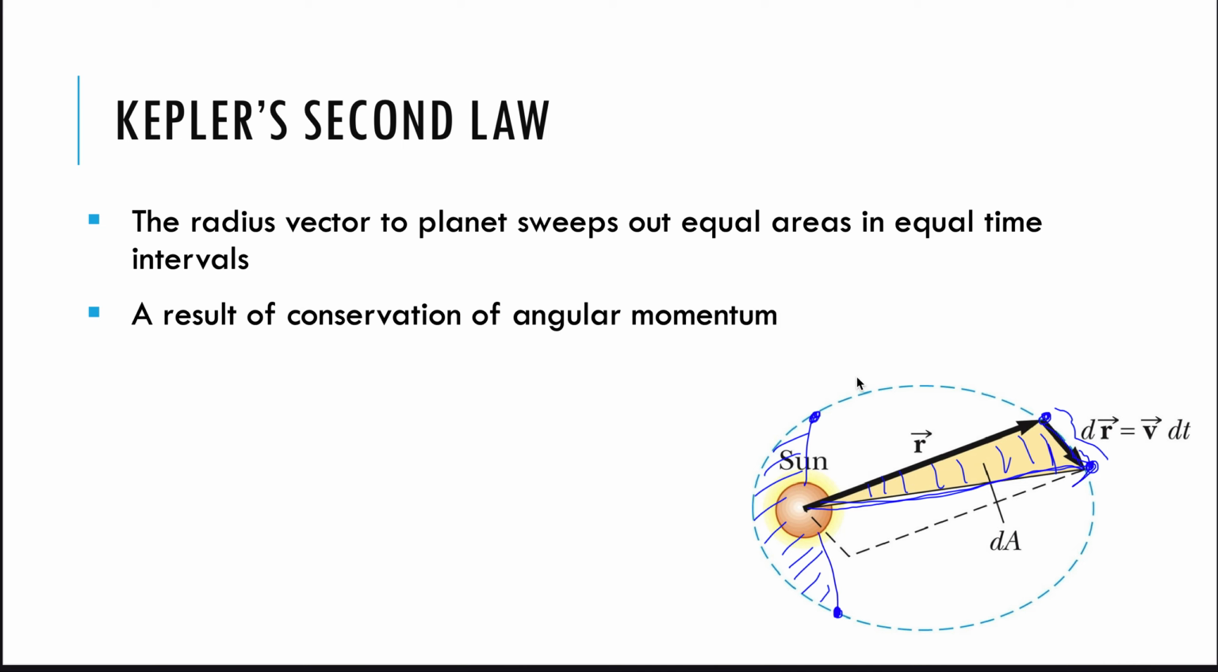This law is a result of conservation of angular momentum. I won't go into the details of this derivation, but using conservation of angular momentum, we see that the area swept per time is the angular momentum divided by 2 times the mass of the planet. And since all of these are constants, it shows us that the area swept out per time is constant, no matter where you are around the Sun.